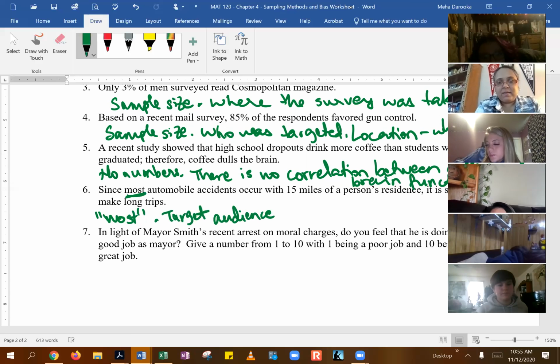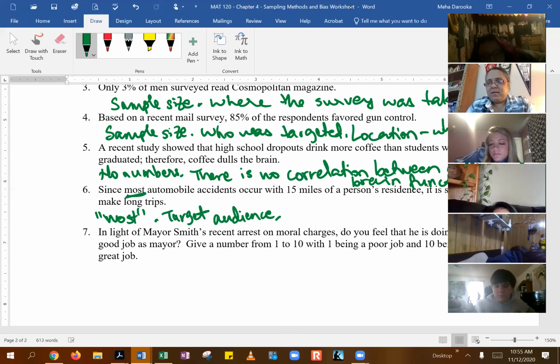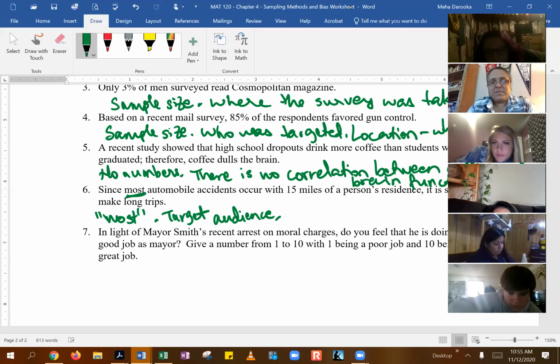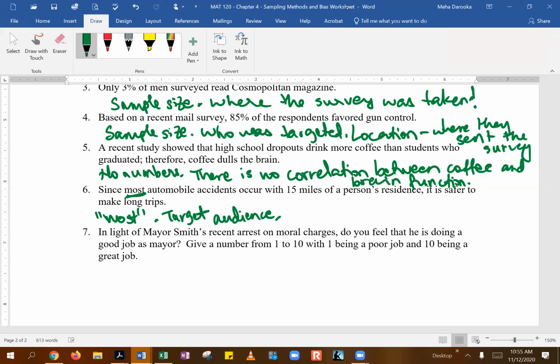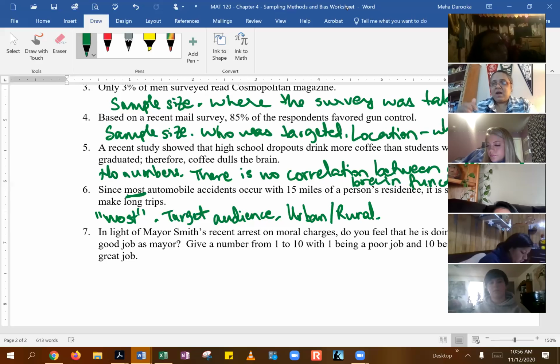Okay, what else? So think about the argument. They are saying it is safer to make long distance trips to avoid accidents. Yeah, what neighborhood are they talking about? Because they're talking about 15 miles within the person's residence. So yeah, very nice. Are they talking about urban or rural areas? And again, think about this logically. Aren't you at more risk when you're taking longer trips?